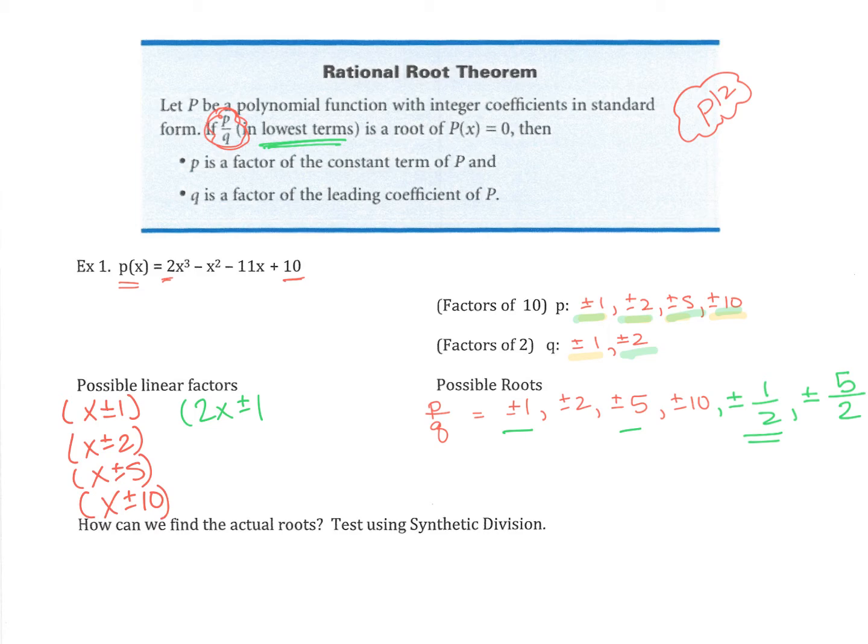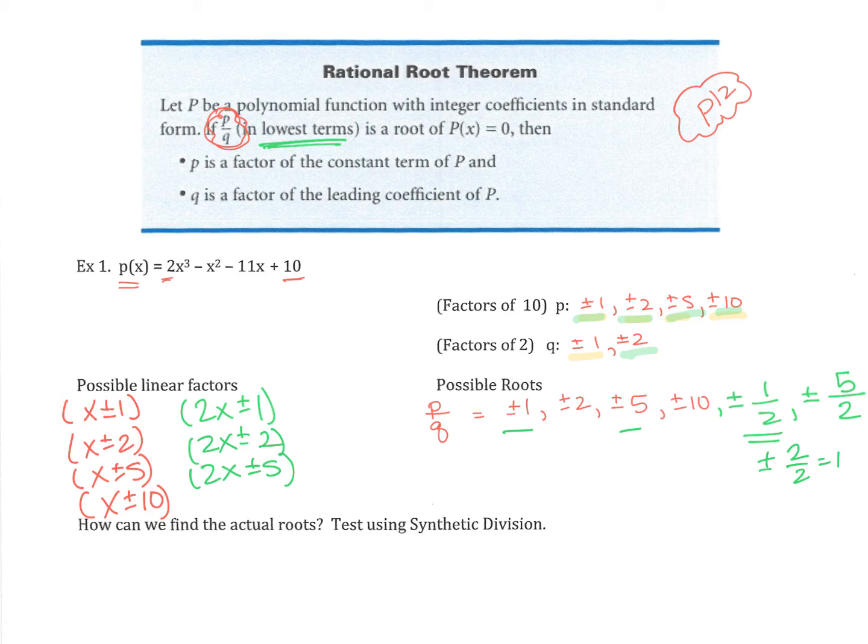I also have 2x plus or minus 2. Now that is from the 2 divided by 2 that was equal to 1, so I didn't list it as a root. And now we're going to do our plus or minus 5 halves. So I'm going to bop my 2 up in front and get 2x plus or minus 5.